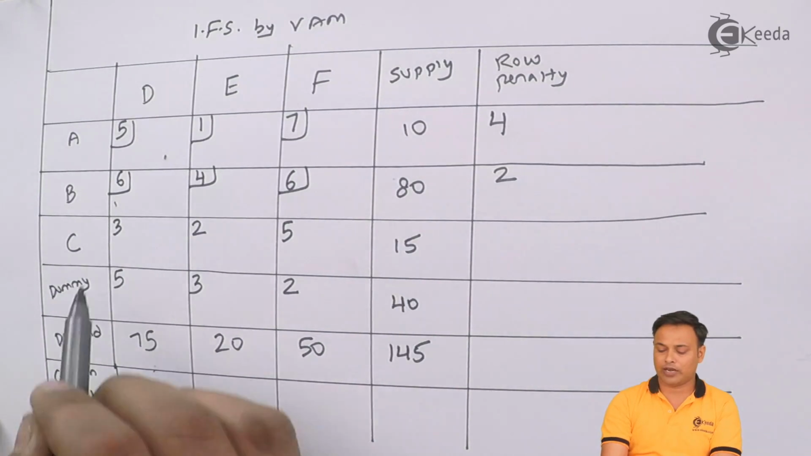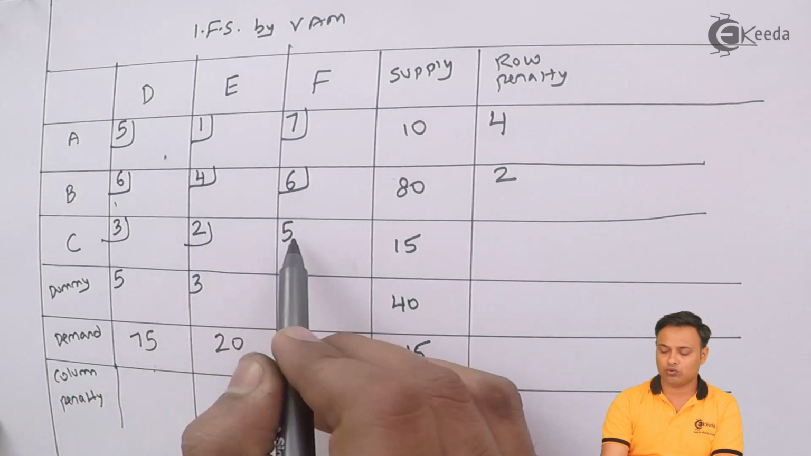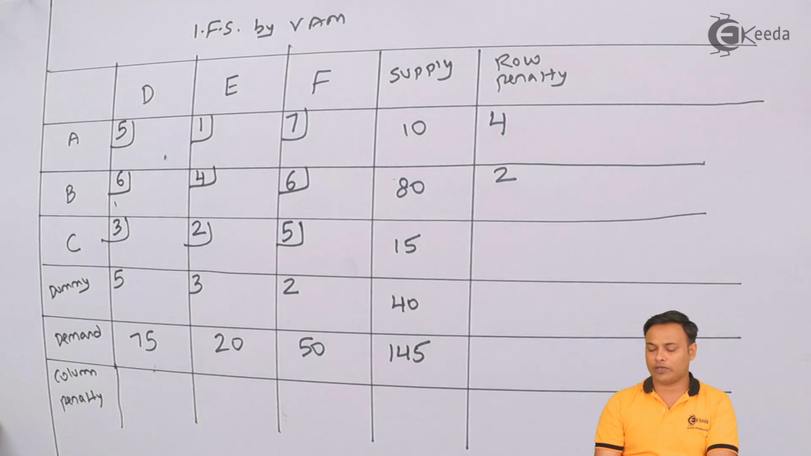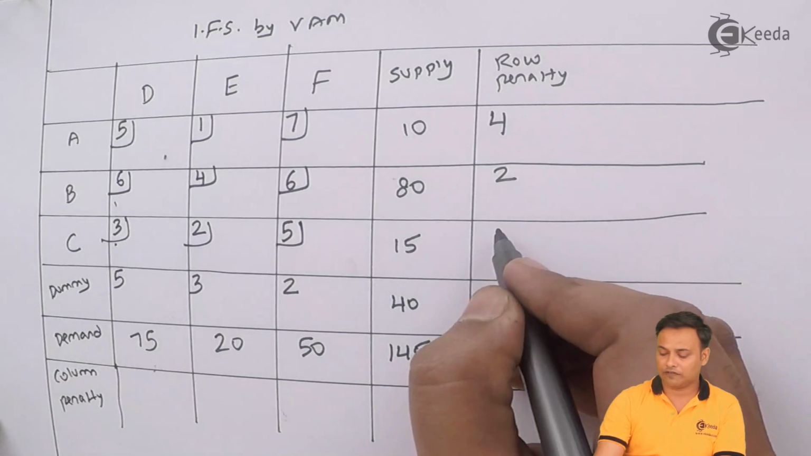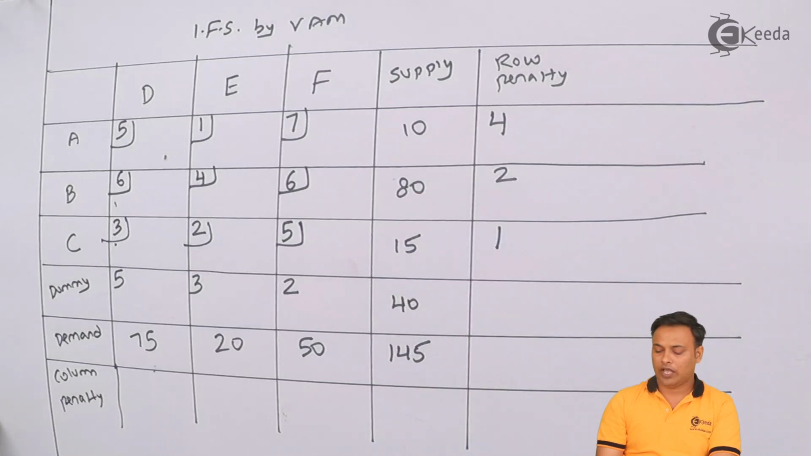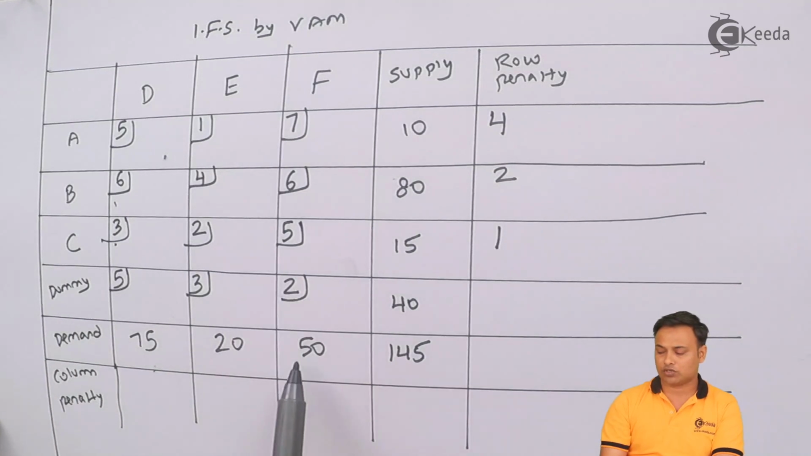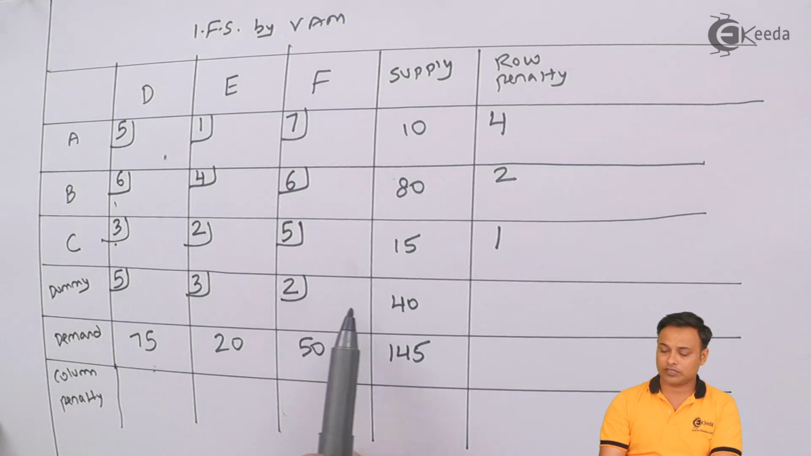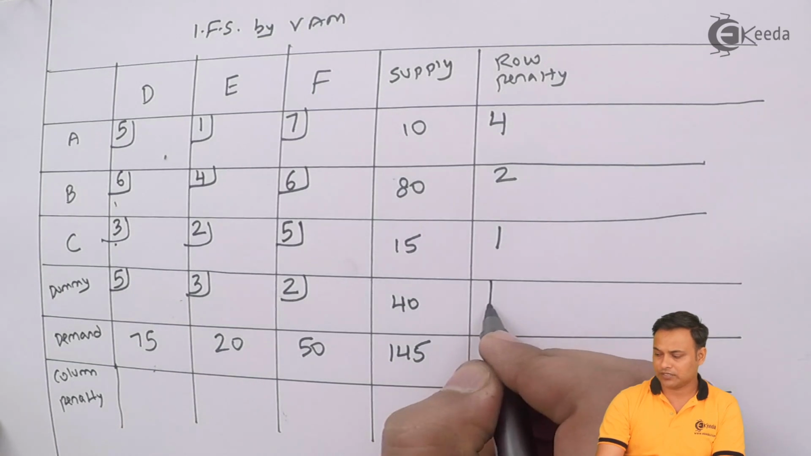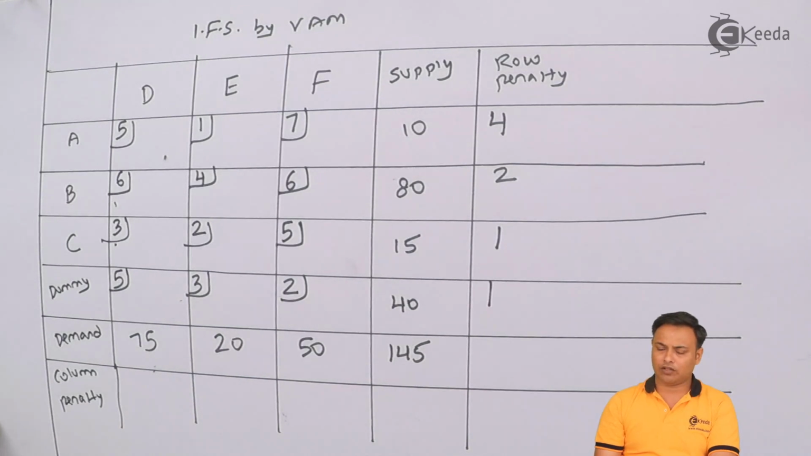In my third row, my lowest cost is 2. And the next lowest cost is 3. The difference is 1. In my fourth dummy row, the lowest cost is 2. Next lowest is 3. Difference is 1. What we did row wise, we are going to do column wise.